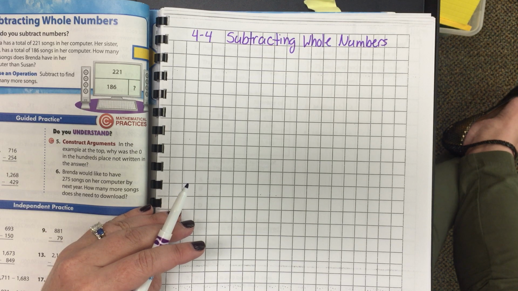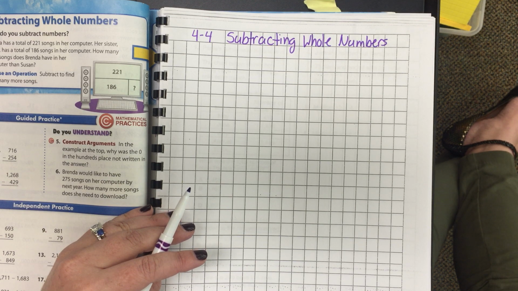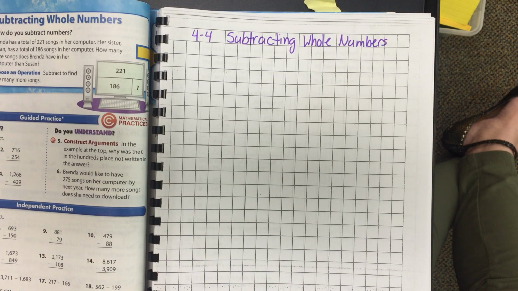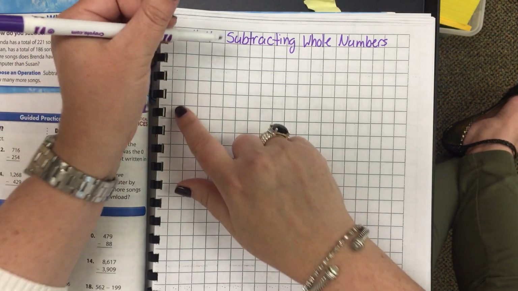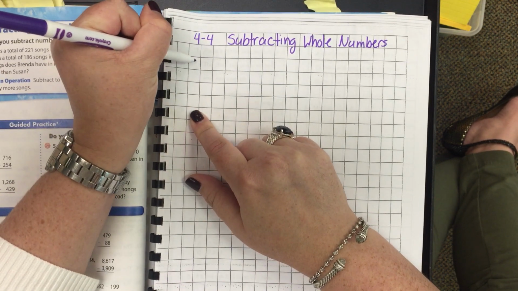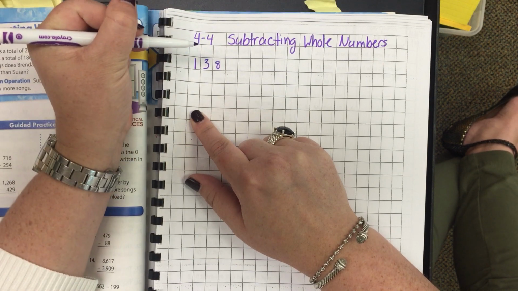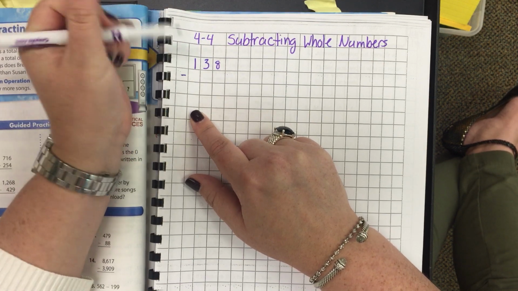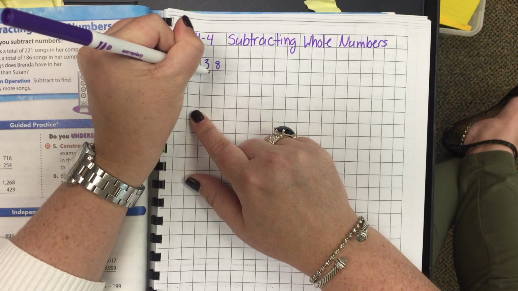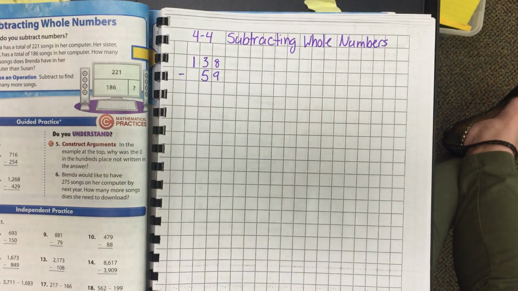When we are subtracting, there is some shuffling that's happening. We're shuffling things around. So let me show you what I mean. Let's say I have the number 138 minus 59. You write this? I write it, you write it.